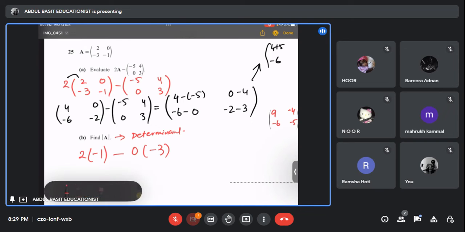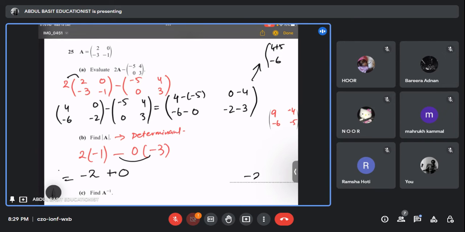Okay, so don't be in a hurry. I request all of you once again. 2 into minus 1 is minus 2. Minus into minus is plus. 0 times anything is 0. Is this clear? So minus 2 plus 0 is minus 2. So determinant of A is minus 2. Is this clear, Ramsha?